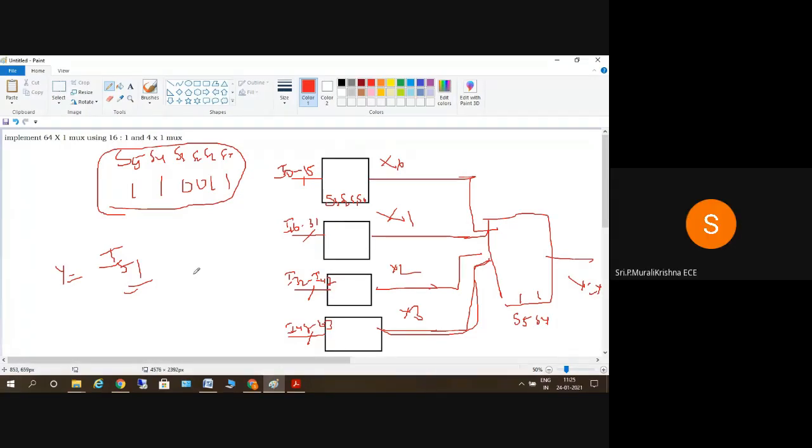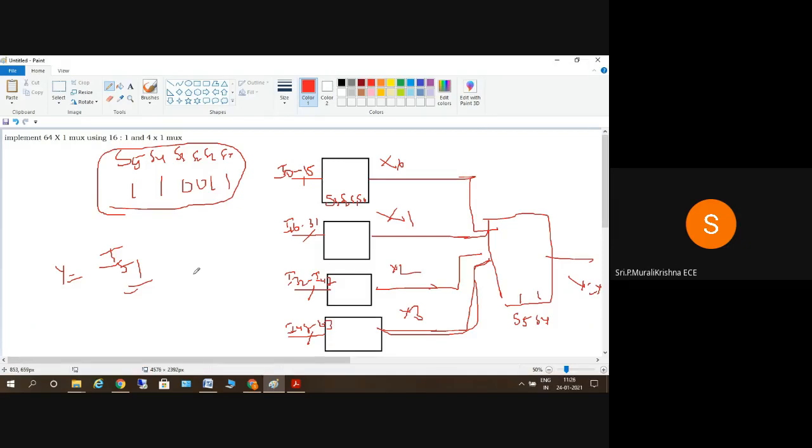Okay, if I say implement 64:1 using 4:1 multiplexers, what happens? I need 16 4:1 multiplexers, and we'll get 16 outputs from these 16 4:1 multiplexers. So I need an additional 16:1 multiplexer in order to make all these 16 inputs into one output. Right? Yes, sir.